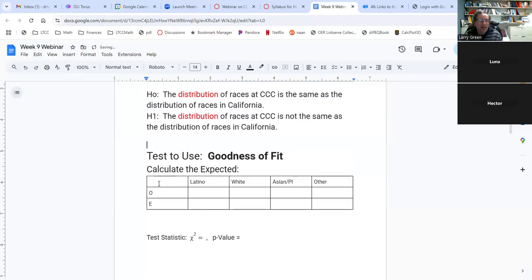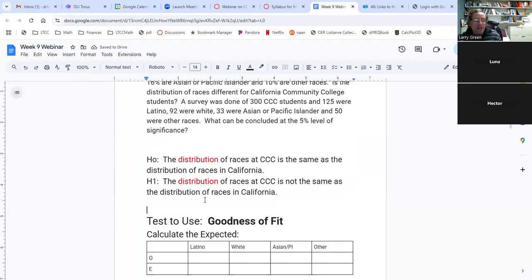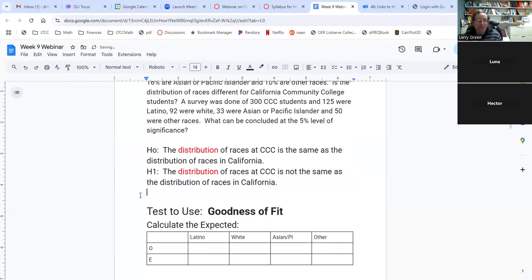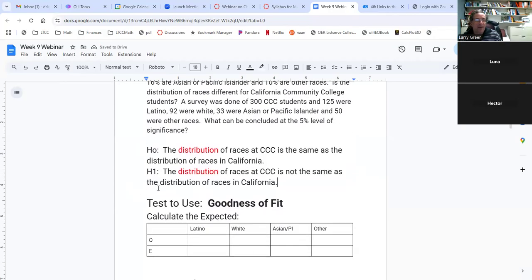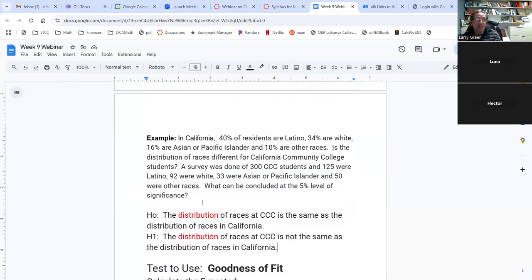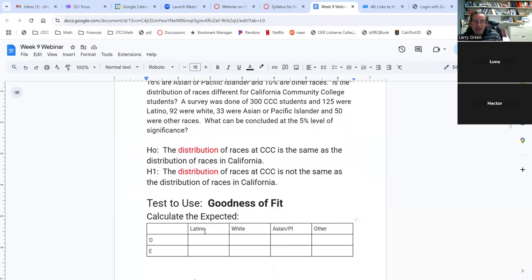Okay, so then what we're going to do is make a table. And here's how the table works. Notice that the different races we looked at were Latino, white, Asian Pacific Islander, and other. So in my table for the columns, I'll write Latino, white, Asian, I'll write PI because it's short enough, and then other. And then we're going to have two rows. The first row is O. O stands for the word observed. So it's what we observed in our survey.